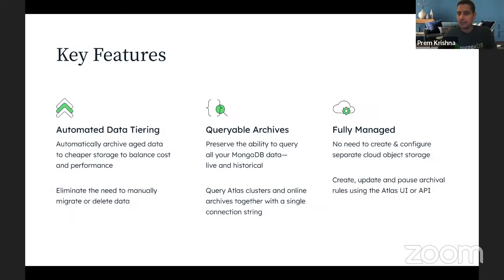We give you the ability to query your archives as well. We also give you the ability to federate your queries through your archive and cluster and combine the results, so you get the combined results effectively from both places: your hot tier, which is your Atlas cluster, and your cold tier, which is the Online Archive.